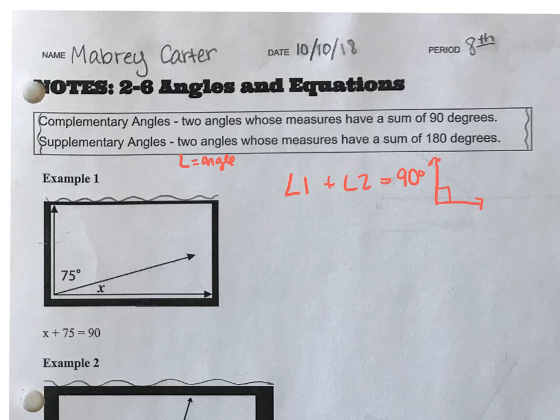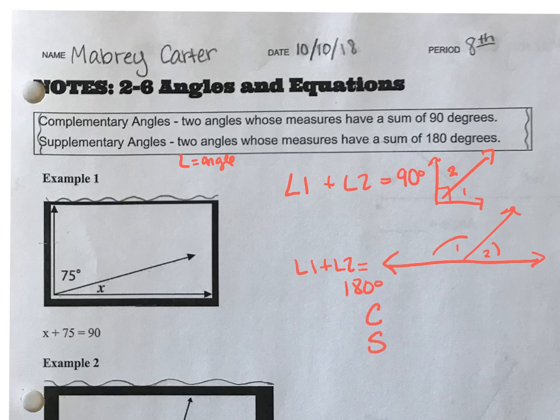Supplementary is two angles that add up to 180 degrees. So 180 degrees is going to be a straight line. So if I had angle 1 here and angle 2 here, I would say angle 1 plus angle 2 equals 180 degrees. That would be supplementary, okay? My trick for remembering this is C comes before S in the alphabet, and 90 comes before 180. So if you can't remember, hopefully you remember that to remember complementary and supplementary.